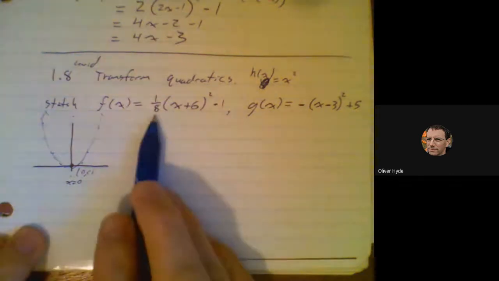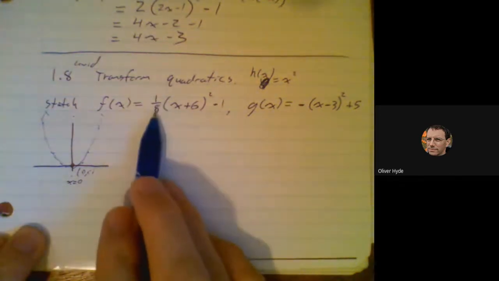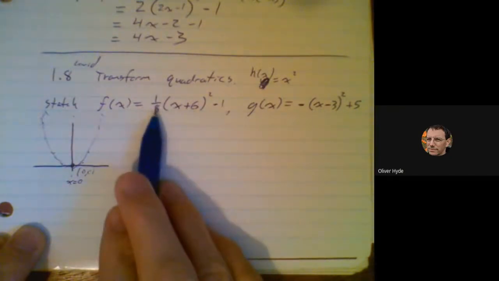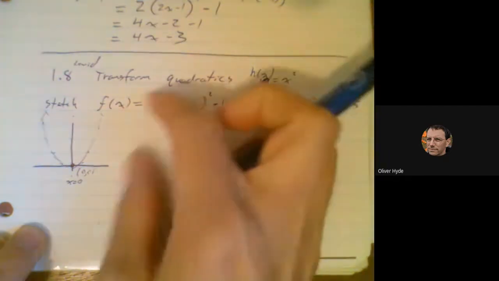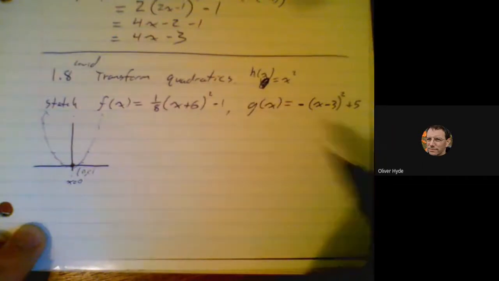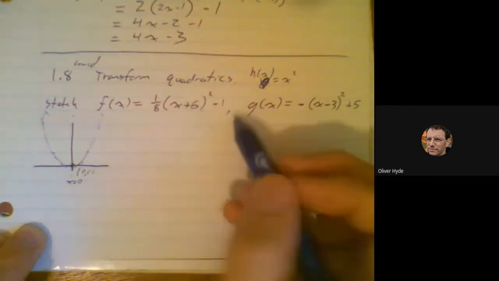The function f has what I call a vertical stretch by 1/8. Please use the word stretch and just call it a fractional stretch there. It's probably simpler than saying compression. If you're going to use a different word, just make sure it's clear that you're going towards the x-axis. Translated left 6 and down 1.